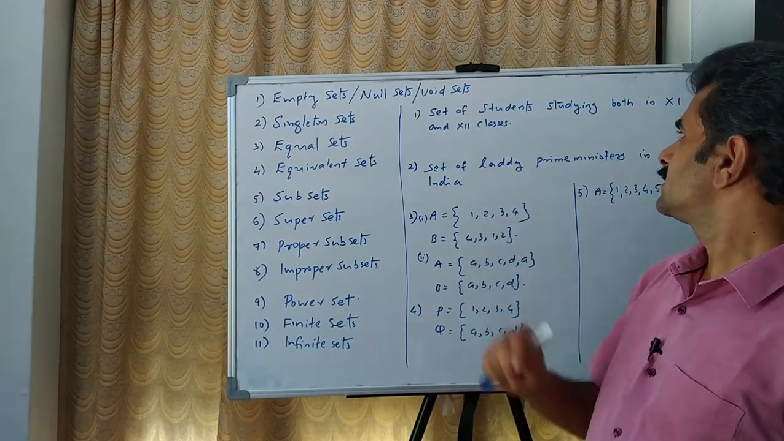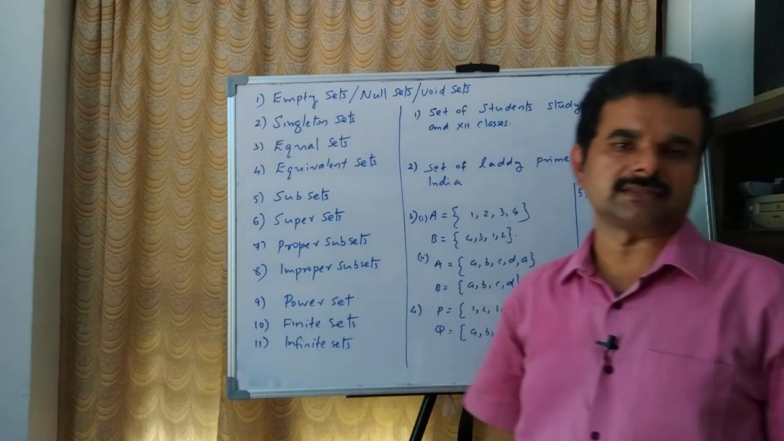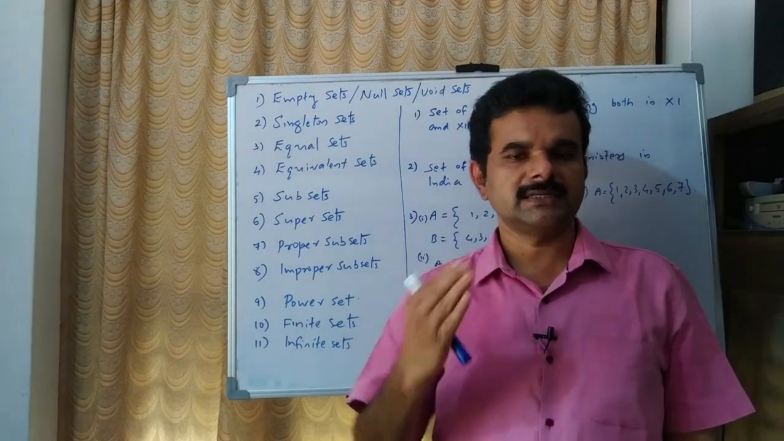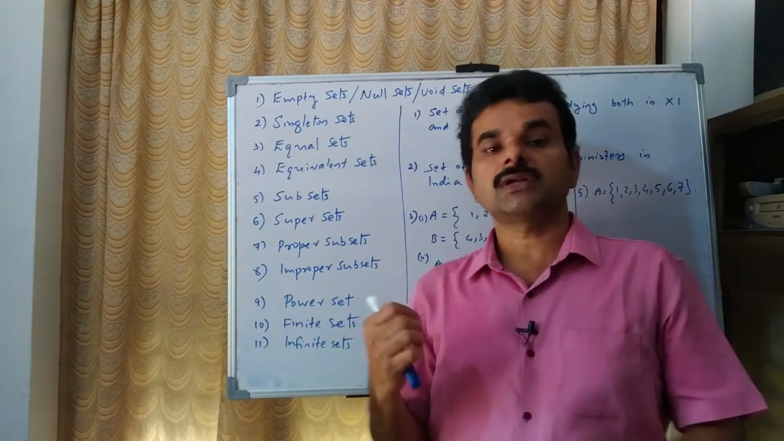See this example. Set of students studying both in 11th and 12th classes. Can you see such students who are studying simultaneously in +1 and +2 classes?